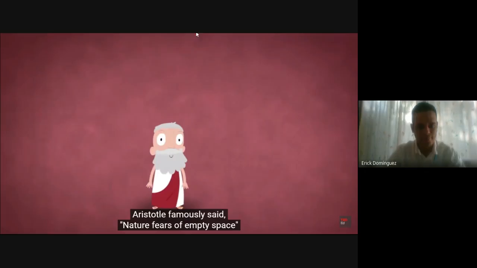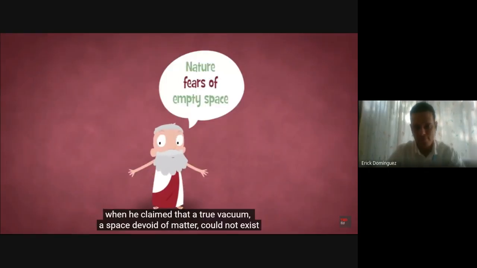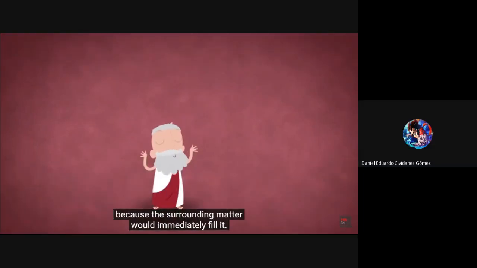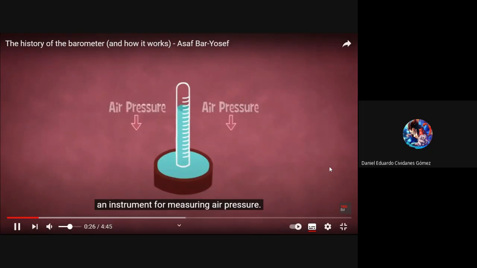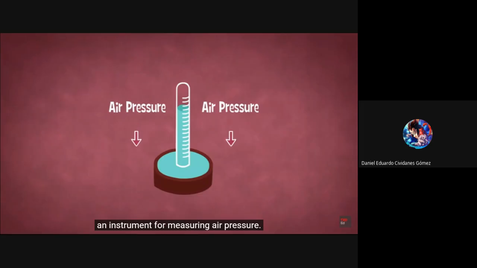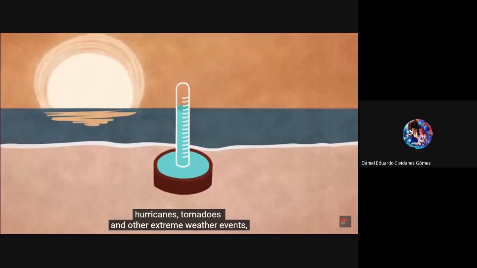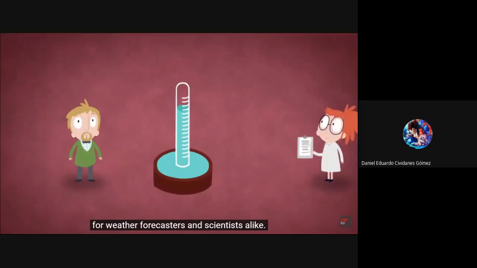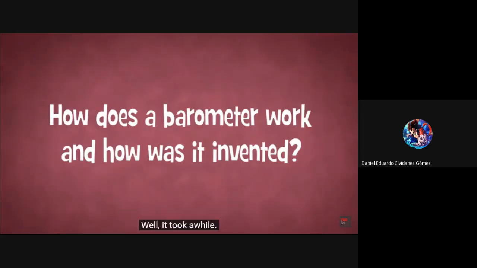Aristotle famously said, "Nature fears of empty space," when he claimed that a true vacuum, a space devoid of matter, could not exist because the surrounding matter would immediately fill it. Fortunately, he turned out to be wrong. A vacuum is a key component of the barometer, an instrument for measuring air pressure. And because air pressure correlates to temperature, and rapid shifts in it can contribute to hurricanes, tornadoes, and other extreme weather events, a barometer is one of the most essential tools for weather forecasters and scientists alike. How does a barometer work, and how was it invented? Well, it took a while.